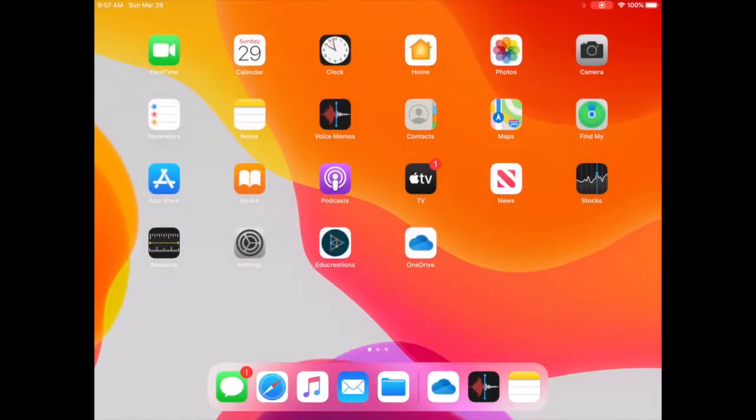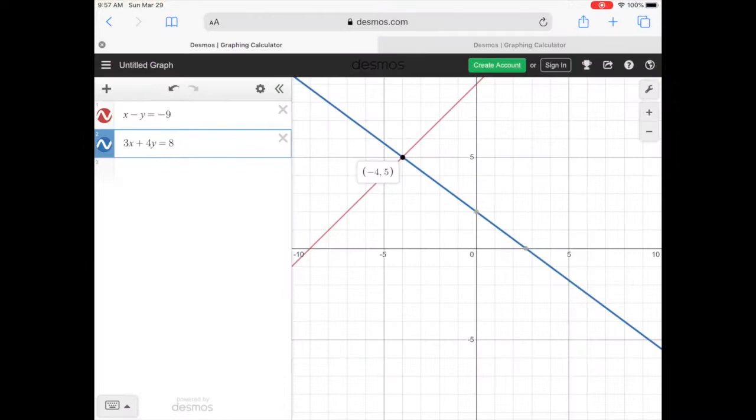So let me show you. I have Desmos open here. Here is that first problem. x minus y equals -9 and 3x plus 4y equals 8. And remember that the solution is where the 2 lines intersect. It's where x and y are the same for both equations.